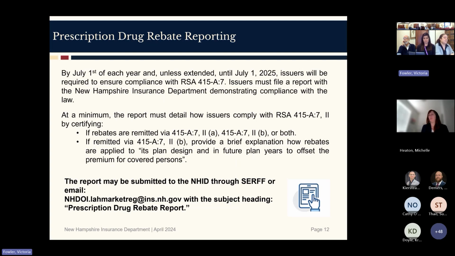This report can be submitted to NHID through CERP or via email at the email address you see on your screen. If emailed, please be sure to use the subject heading Prescription Drug Rebate Report.